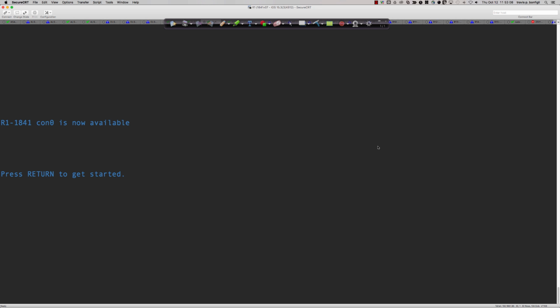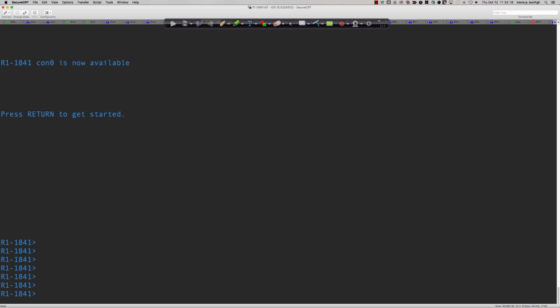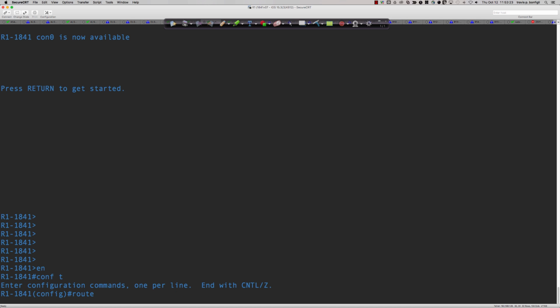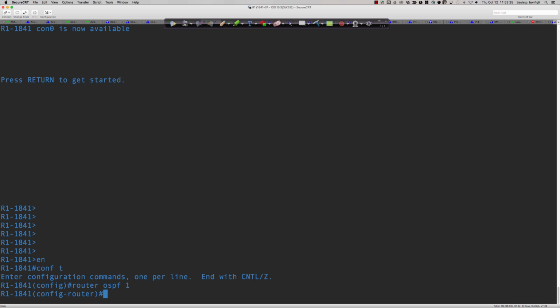So I have 15 routers here that are plugged into a single Ethernet switch. We're going to mirror the activity that we're looking at in Packet Tracer right now. On router 1, I'm going to go from user exec to privilege exec into global config. I'm going to say router OSPF 1. Now remember that process ID is locally significant.